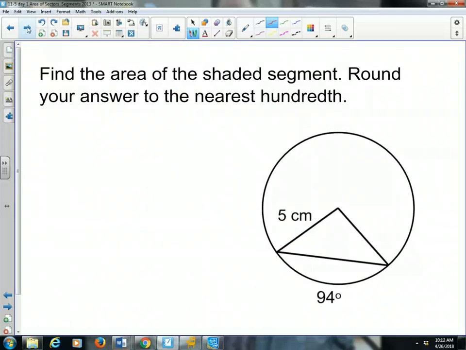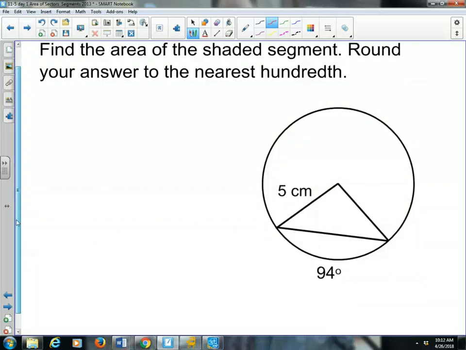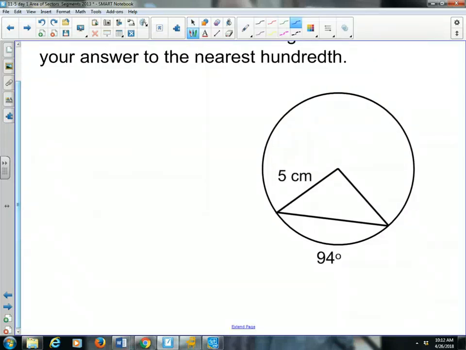So this one says find the area of the shaded segment, round your answers to the nearest hundredth. And this should have been filled in. Sorry about that, everybody. This right here is what we want to find the area of. That blue region right there, and we call that a segment of the circle.